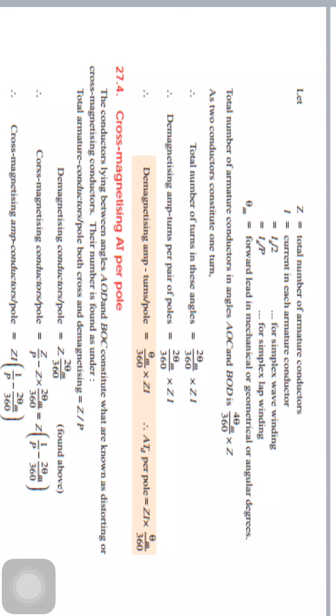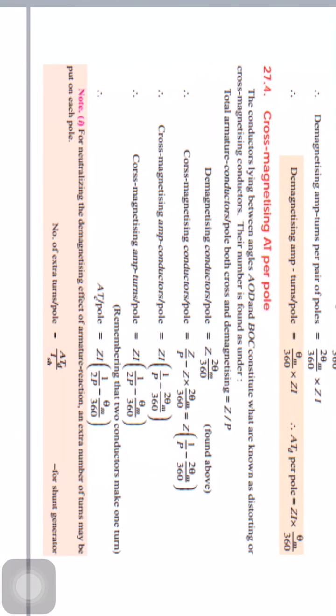Finally, demagnetizing ampere turns per pole is equal to theta m by 360 into Zi. So the number of extra turns per pole is ATD divided by ISH for a shunt generator, and for a series generator ATD divided by IA. Okay, like that we have to calculate the demagnetizing ampere turns per pole. Okay, next let us move to cross magnetizing ampere turns per pole.